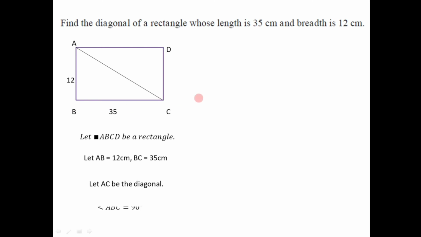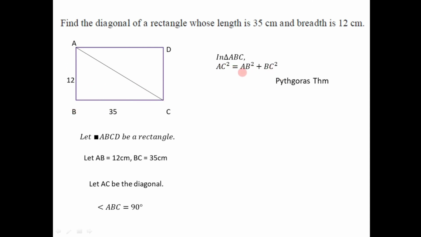So if we consider triangle ABC, in that angle ABC is equal to 90 degrees. So in triangle ABC, we can use the Pythagoras theorem. By that, we can write hypotenuse square is equal to side 1 square plus side 2 square. That is, hypotenuse is AC, that is equal to AB square plus BC square.